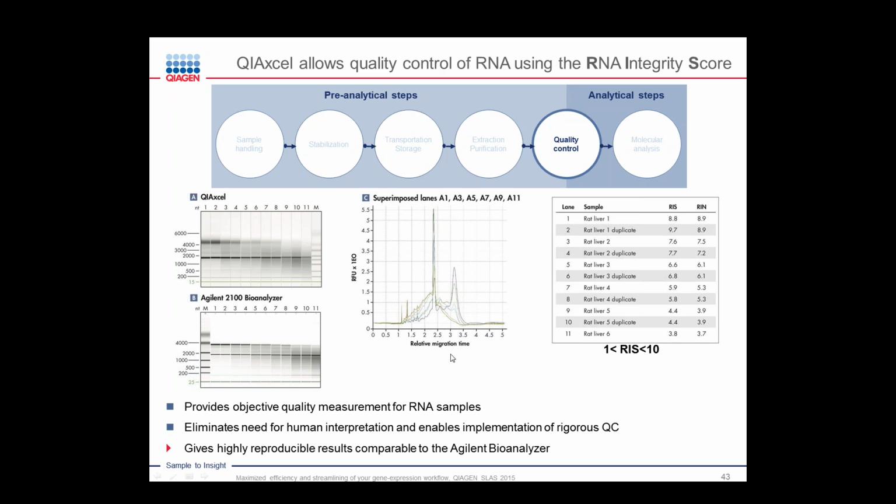This means the RIS provides objective quality measurements for RNA samples. It eliminates the need for human interpretation, enables implementation of rigorous quality control, and gives highly reproducible results comparable to the Agilent bioanalyzer.